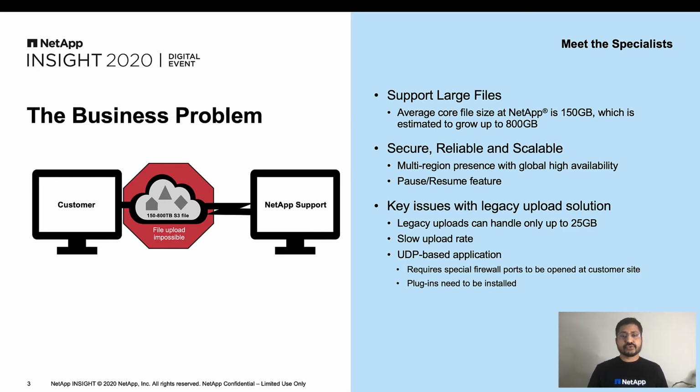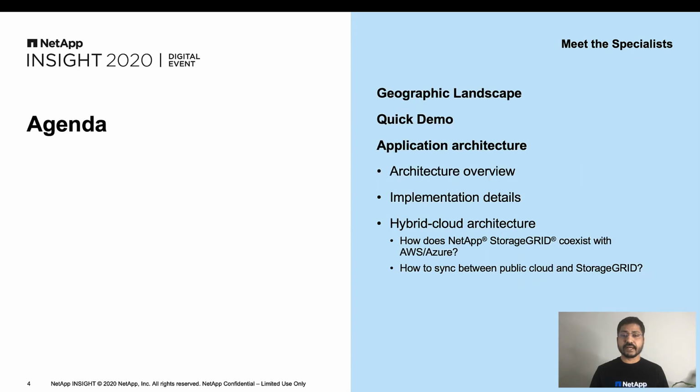The key issues we have today: the legacy upload solution supports only up to 25 gigabytes, and it has a slow upload rate. The main pain point is that it's a UDP based application which requires special firewall ports to be opened at the customer site, and plugins need to be installed at the customer site, which many customers are not willing to do.